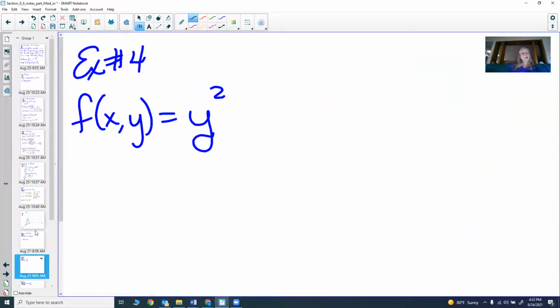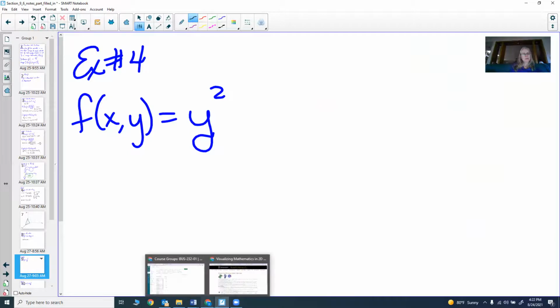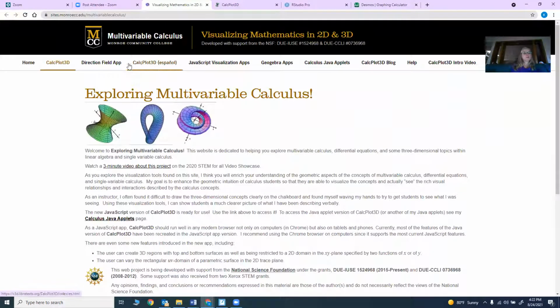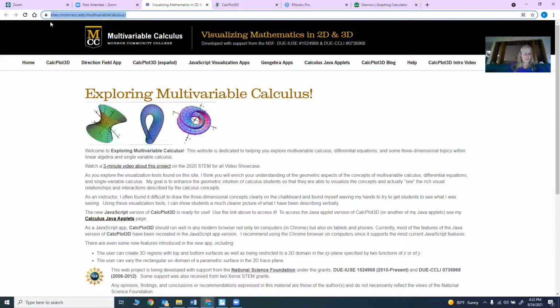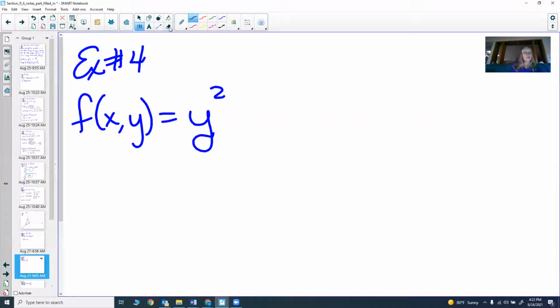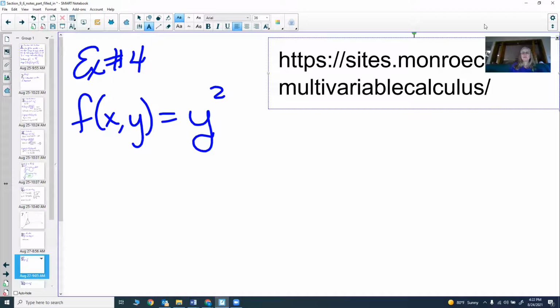Let's do some other ones. Now, we're not going to plot these by hand. We're going to use technology to plot these because it's going to be much nicer with technology. If you go into the course, you can get to the Calc Plot 3D link here. This is the URL. I'll copy this and put it in the notes so you can get this URL if you're looking at this later and you're not in the course anymore. But that's the URL that you can be using.